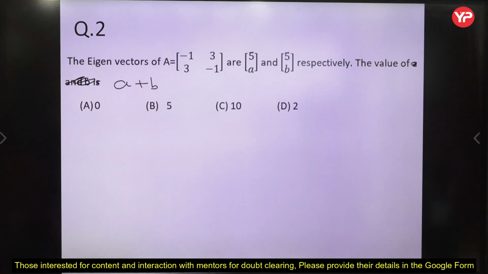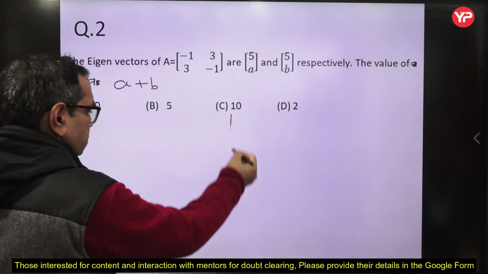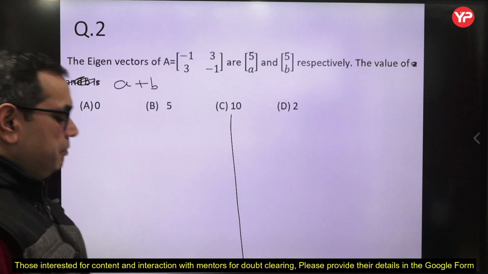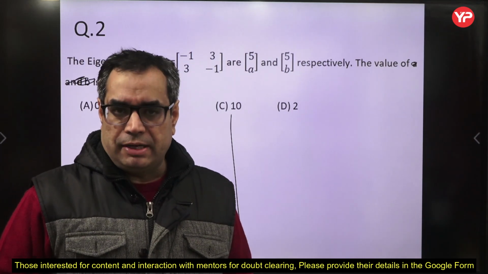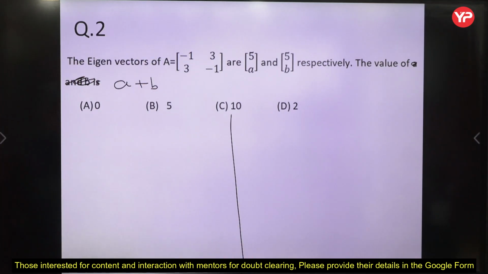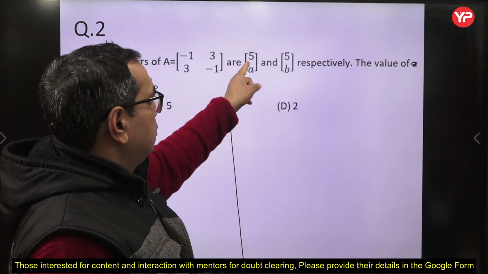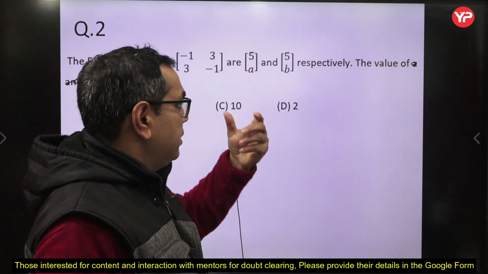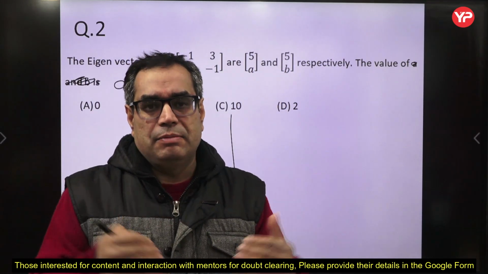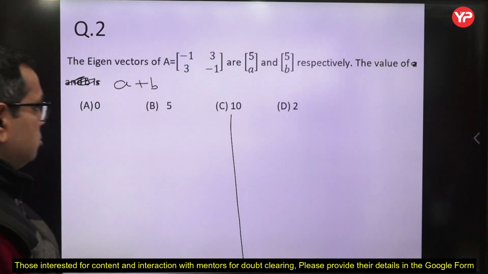To solve this problem, what will we do? You can pause the video, solve the question, and write your answer in the chat box. First of all, we need the eigenvectors of this matrix. We have to compute the eigenvectors, then express both eigenvectors in this form, 5a and 5b, then compare, calculate a and b, and add them. A plus b we will compute. So let us do this.